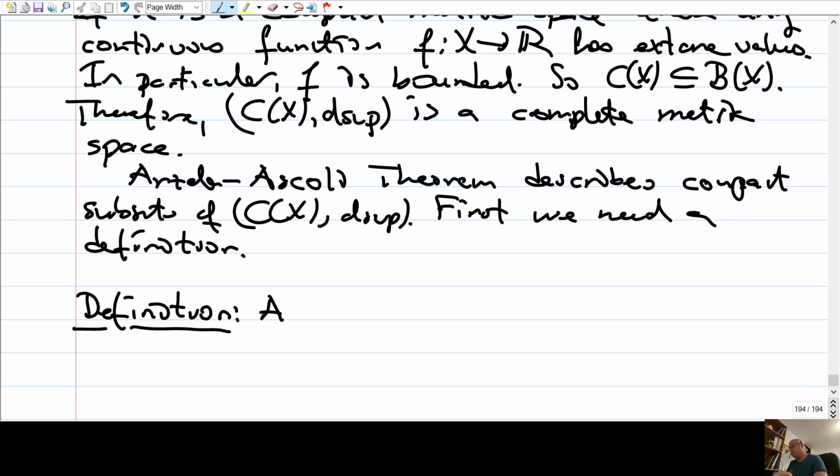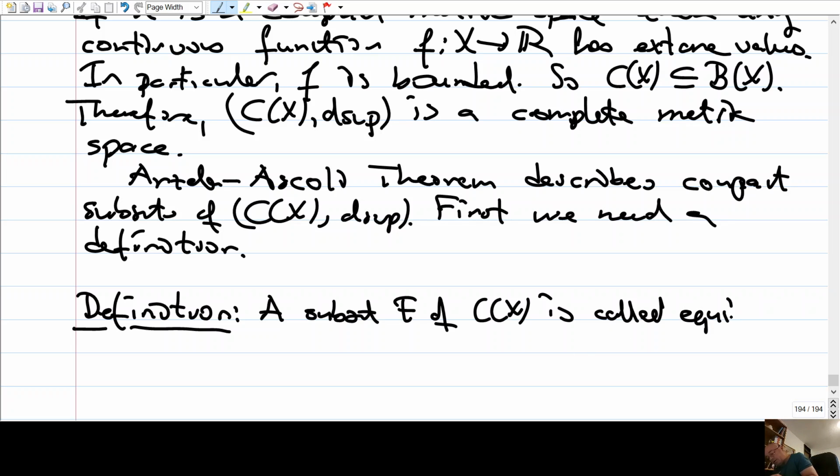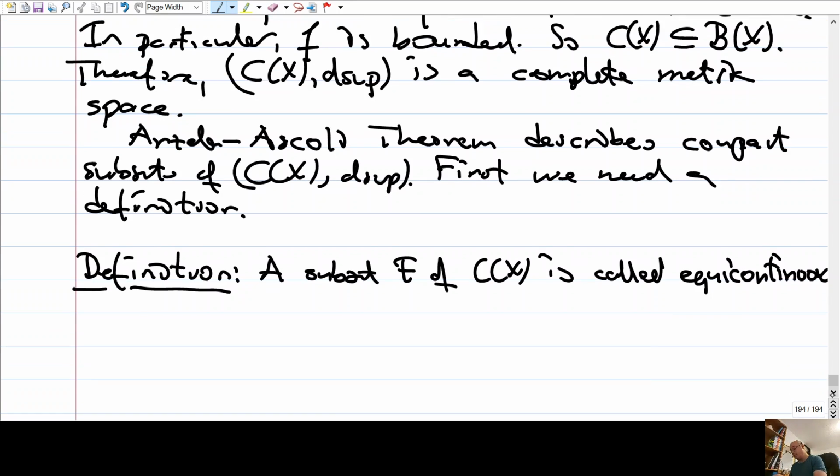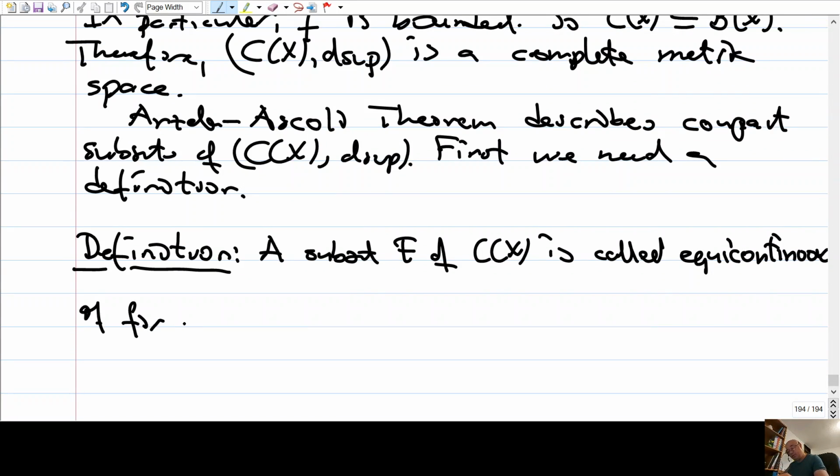A subset E of C(X), so these are just continuous functions, is called equicontinuous if for every epsilon positive, right? A function is continuous if for every epsilon you find some delta and so on. But here it is more than that. You need to find a delta which works for every function.